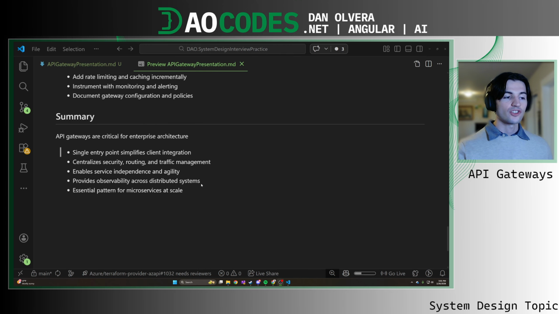And then finally, just as a summary, API gateways are critical for enterprise architecture. Anything at scale is going to require more thought than just a single application. Single entry point simplifies client integration without being a single point of failure because these enterprise gateways are designed to be fault tolerant. Another thing is they centralize security, routing, and traffic management.